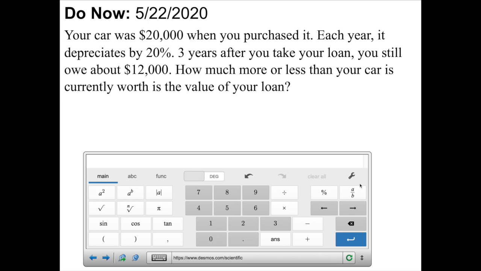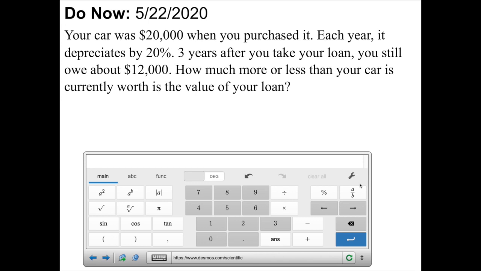So what it means is this. When you roll your car off the lot, you just buy it, you get a loan so you can pay for it because you don't have $20,000 on you. At that initial point, the value is $20,000. Each year, it depreciates, meaning lose value, by 20%. And then 3 years after you take your car loan, you still owe $12,000.